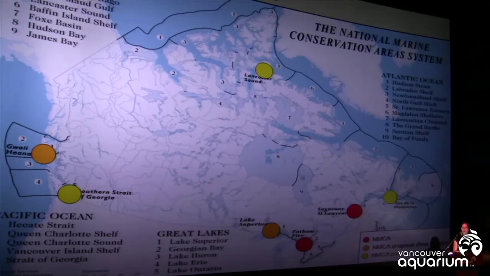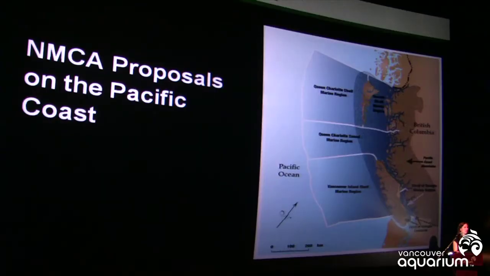And as you can see from this map, each of the different marine regions is in a different stage of the establishment process. The red dots you see on the map represent marine areas that are managed consistent with the National Marine Conservation Areas Act. The yellow dots represent National Marine Conservation Area proposals that are in the initial stages of development, and the orange areas represent proposals that are in the latter stages of development. Currently on the Pacific Coast, we are looking at establishing a National Marine Conservation Area in the southern Strait of Georgia, and of course up in Gwaii Haanas.